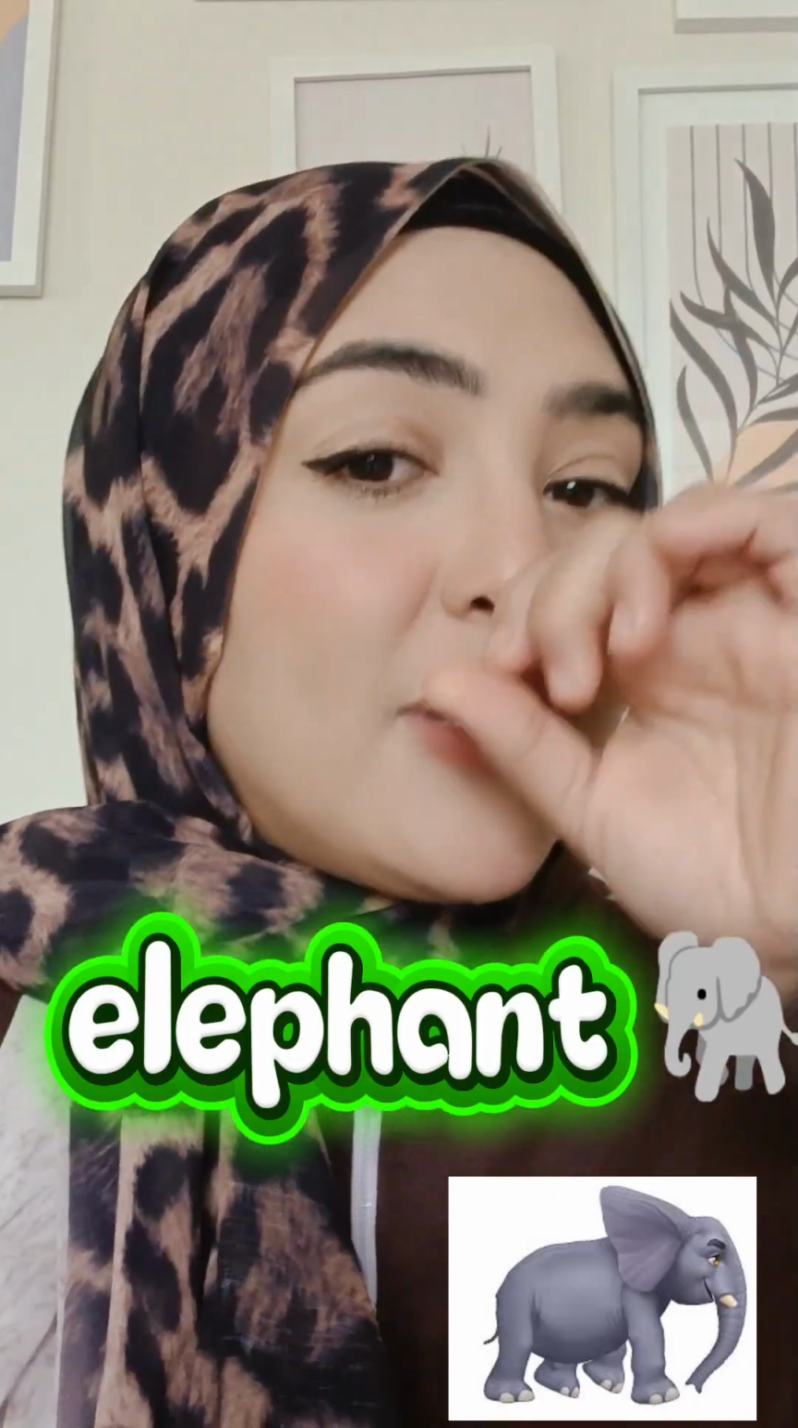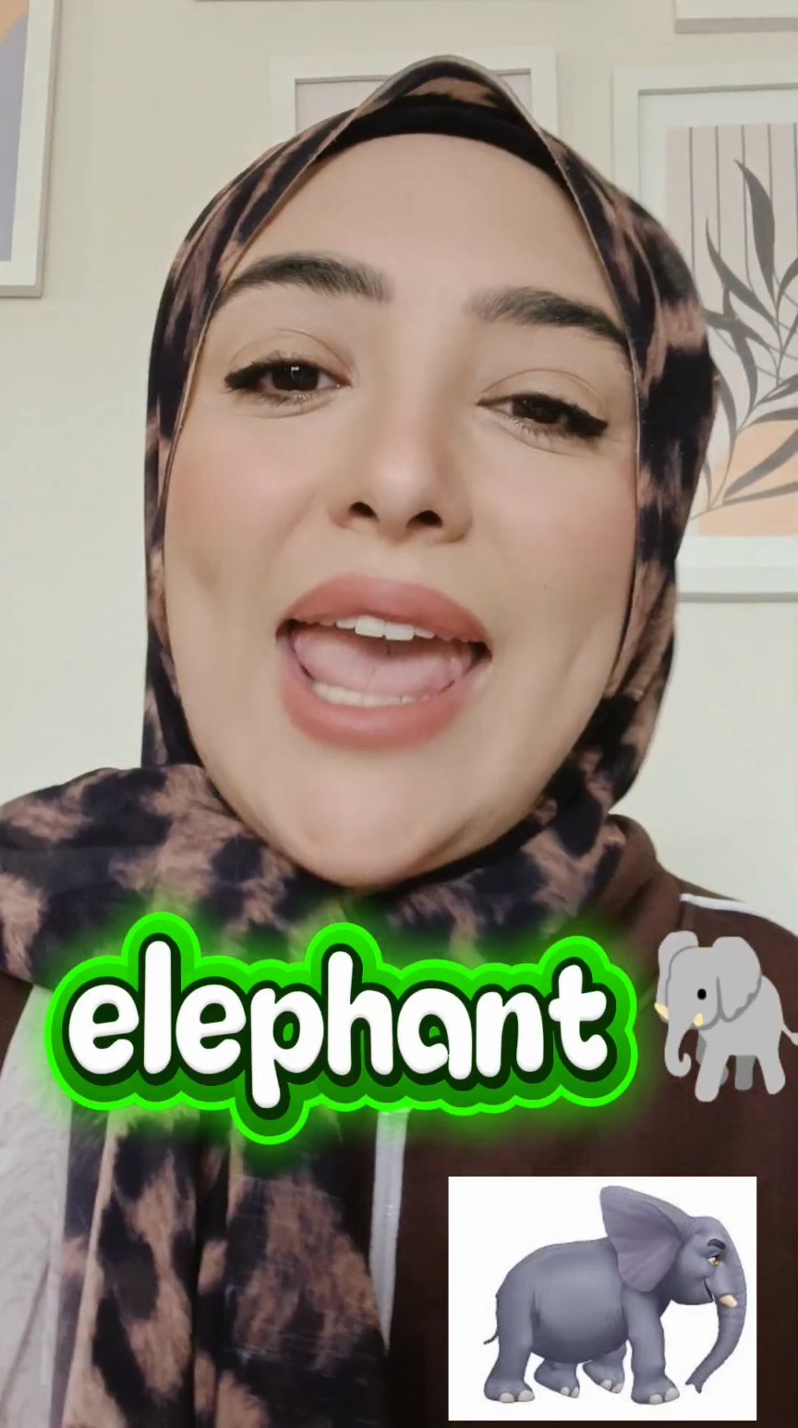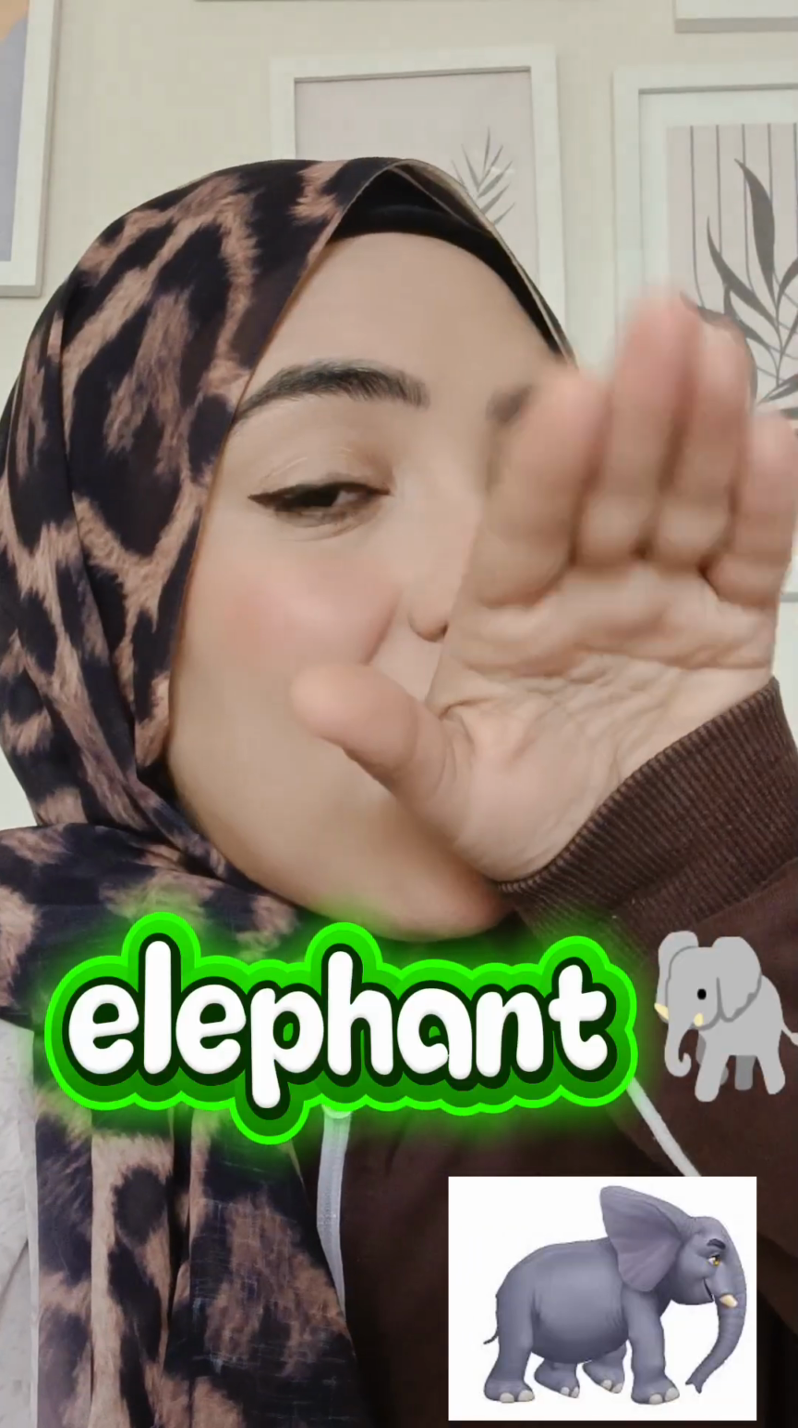Ele, P and H, elephant, elephant. This is an elephant. The elephant has a trunk.